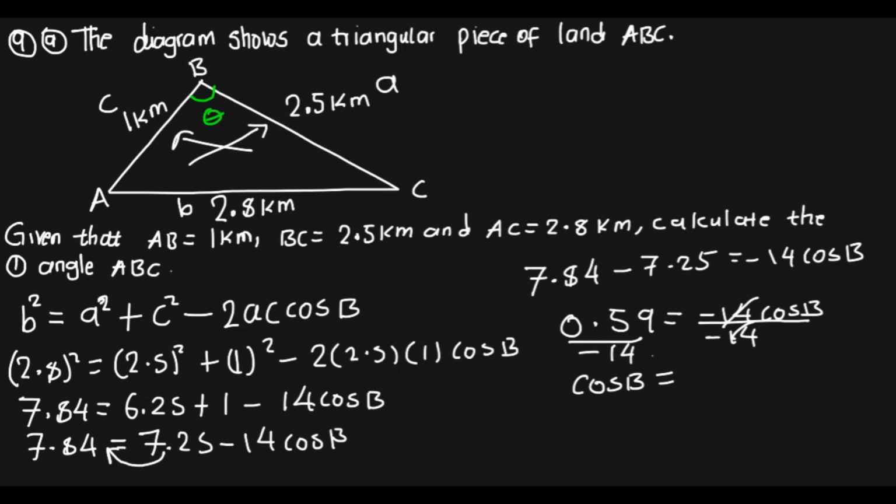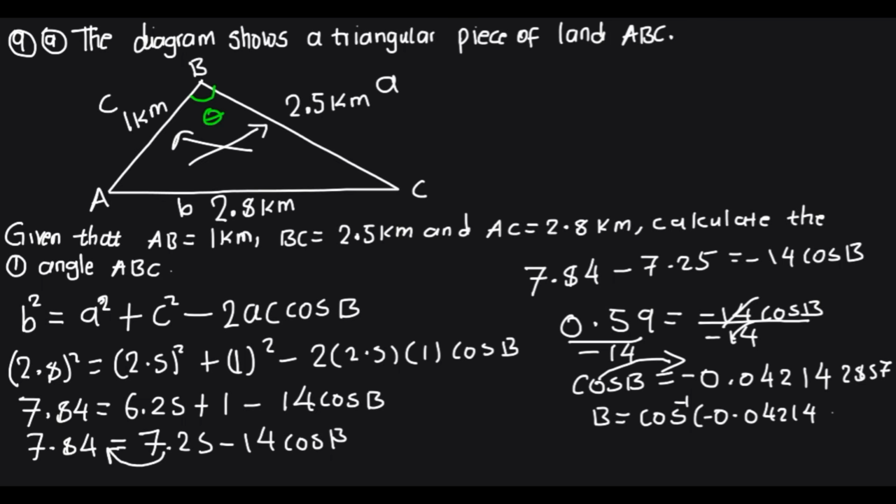So I'm getting negative 0.04214285.7. So we are going to move our cos to this side, giving us now our B is equal to cos inverse of negative 0.04214285.7. So what's our answer? So shift cos answer, I'm getting 92.4 degrees. So this is the angle here.